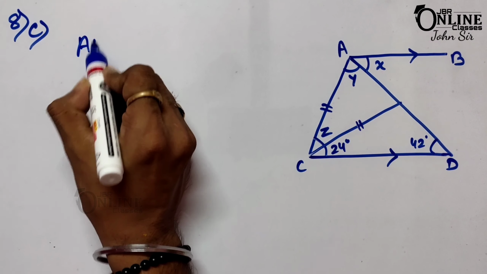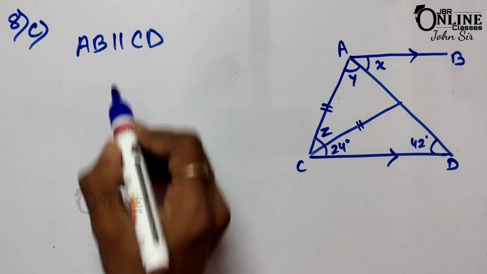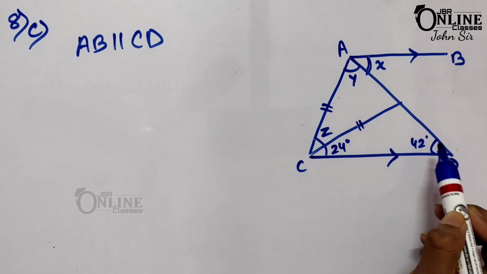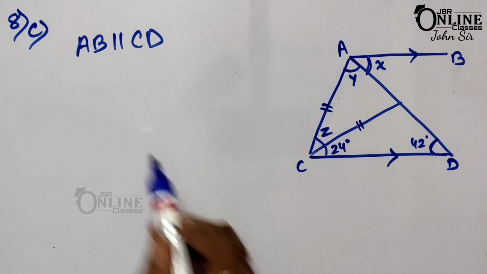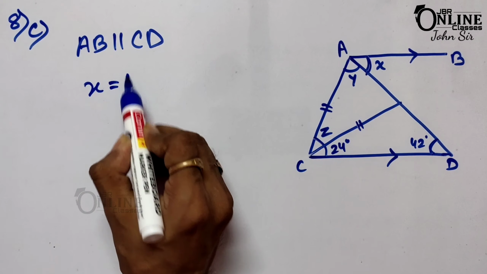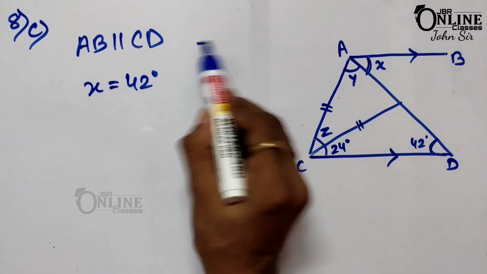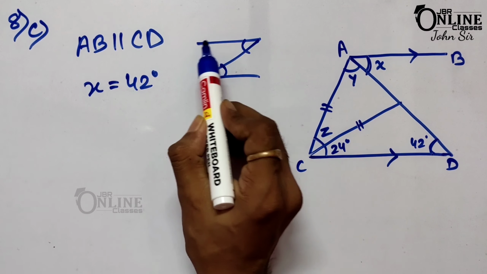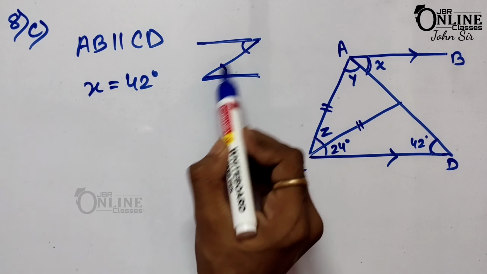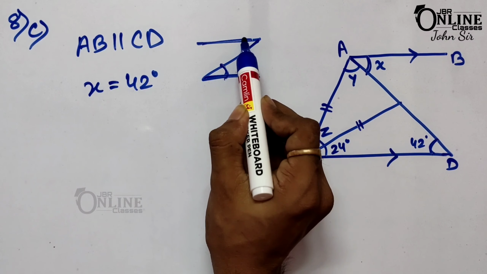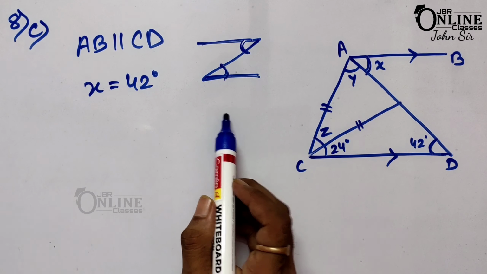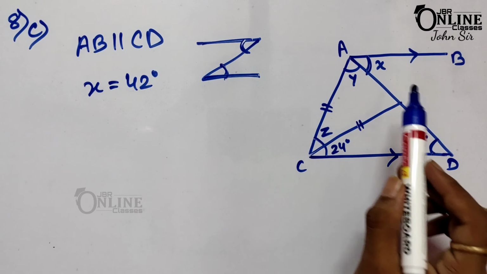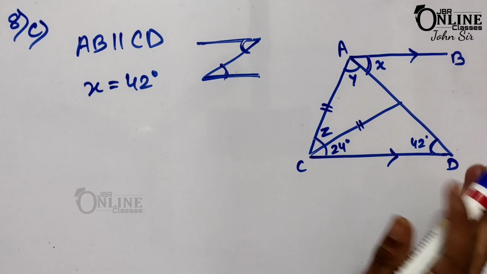Okay, that is the first condition, AB parallel CD. Then definitely this angle equals this one. So from that, x equals 42 degrees, because these are called alternate angles. If these two lines are parallel and this is the transversal, then these two angles are called alternate angles. So by this condition, x equals 42.